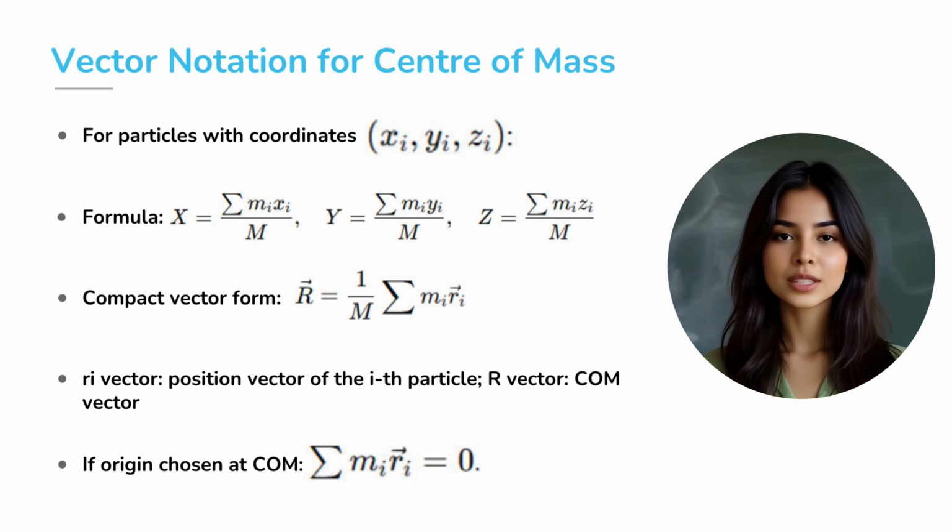But instead of writing 3 separate equations, physicists prefer a much more elegant way, the vector form. We write capital R equals 1 over m times the summation of mi Ri. Here, Ri is the position vector of each particle and capital R is the vector pointing straight to the center of mass. Notice the beauty of this formulation. A single compact vector equation works for 1 dimension, 2 dimensions, or 3 dimensions all at once.